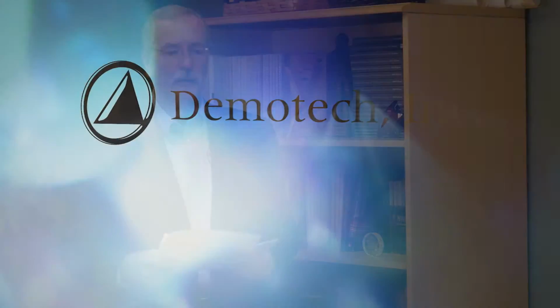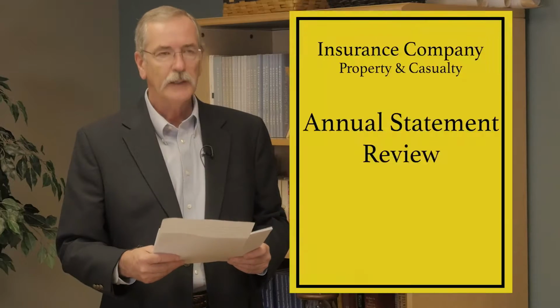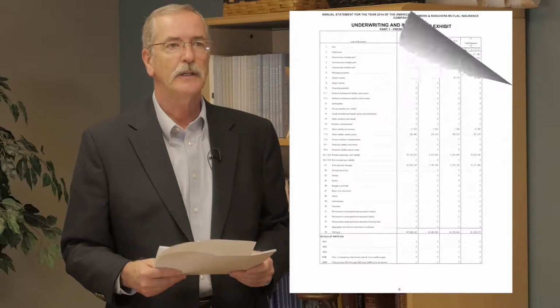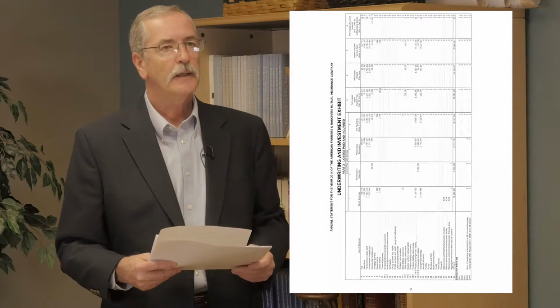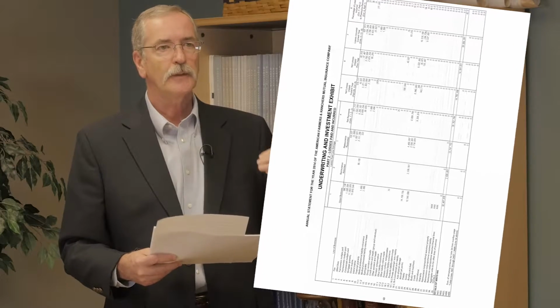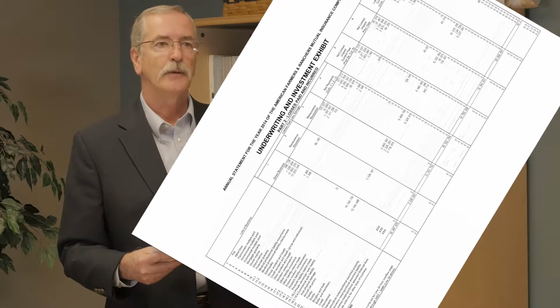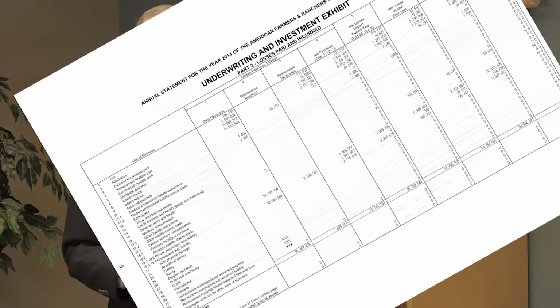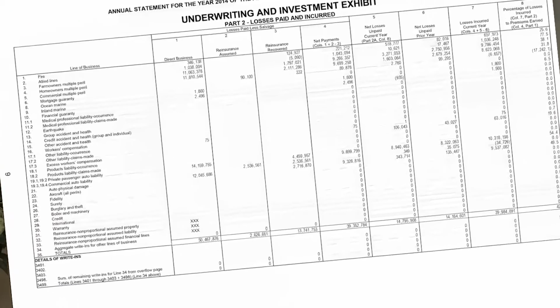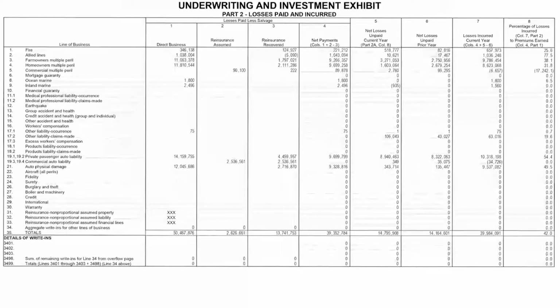Next, we're going to talk about Part 2, losses paid and incurred, which is actually page 9 in the statutory statement. And here again, these parts and schedules are simply the detail for what appears in the actual financial statement pages that we talked about earlier. In this case, there are a few more columns represented, 1 through 8 here on Part 2, but don't let that intimidate you. It's no less complicated.